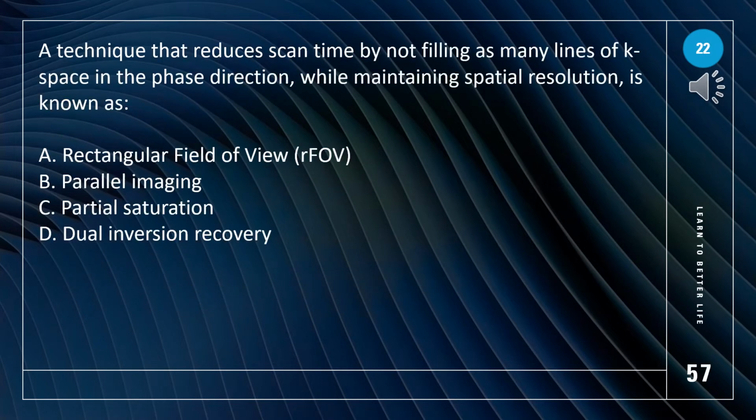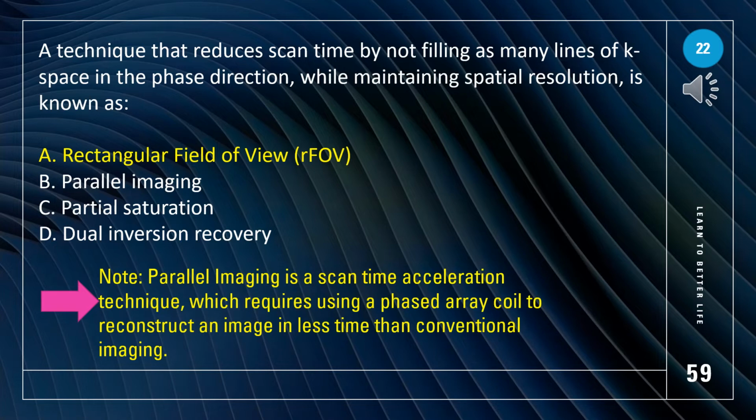inhomogeneities. A technique that reduces scan time by not filling as many lines of k-space in the phase direction, while maintaining spatial resolution, is known as A. Rectangular FOV, B. Parallel imaging, C. Partial saturation, D. Dual inversion recovery. The answer is A. Rectangular field of view. Parallel imaging is a scan time acceleration technique, which requires using a phased array coil to reconstruct an image in less time than conventional imaging.